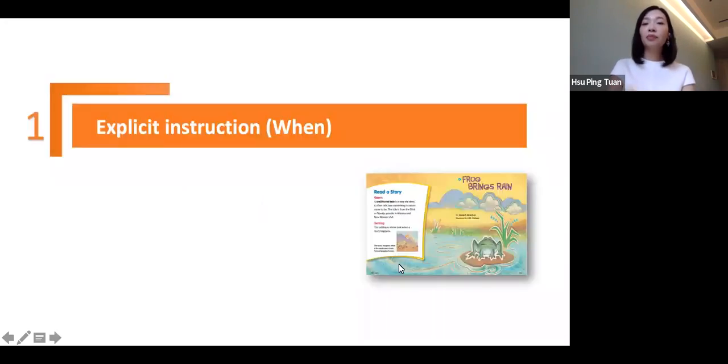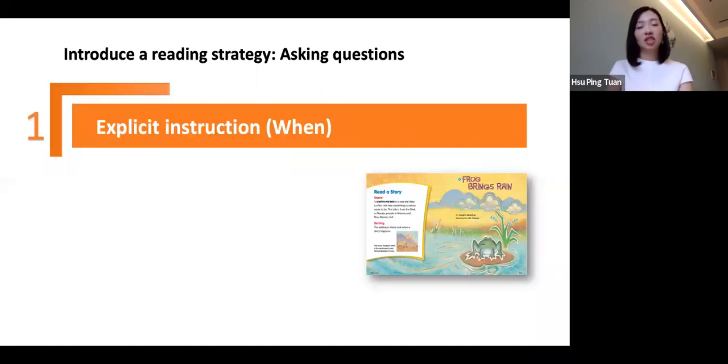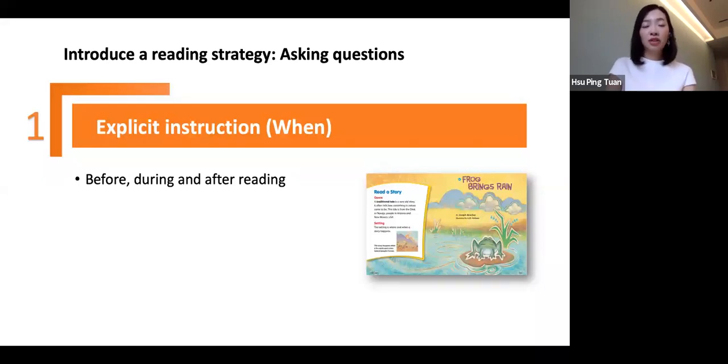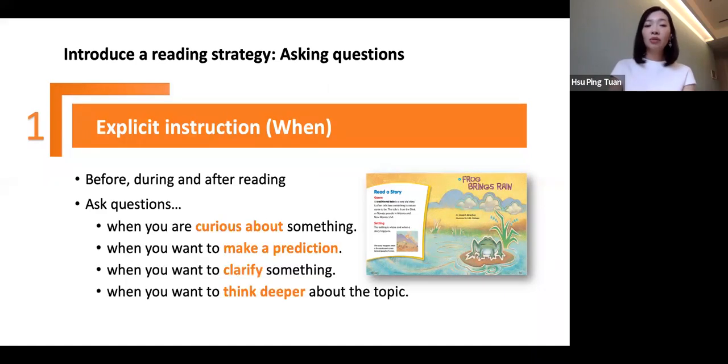So let me give you an example. Remember, this is a reading that I'm going to demonstrate with you. There are a lot of reading strategies. If I remember correctly, there are 7, but here I chose this one, asking questions. So I will tell my students, good readers use this reading strategy, asking questions, before, during, and after reading. By doing so, readers can actively interact with the text and get a better understanding. Also, I will tell students they can ask questions when they are curious about something, want to make a prediction, clarify something, or think more deeply about something.